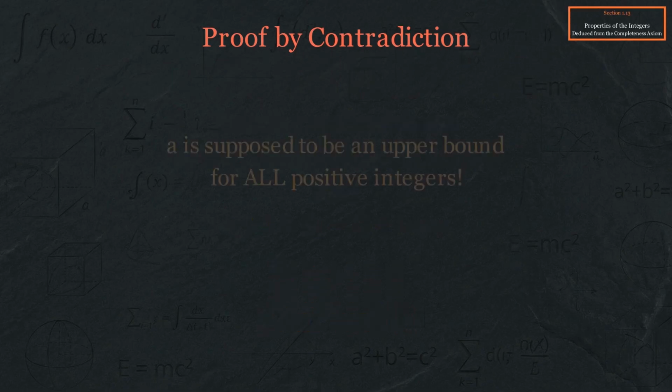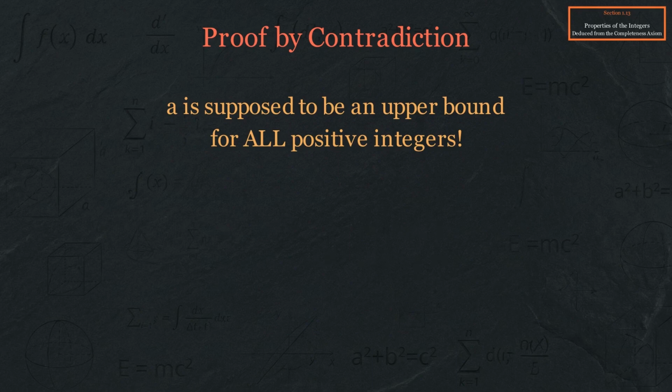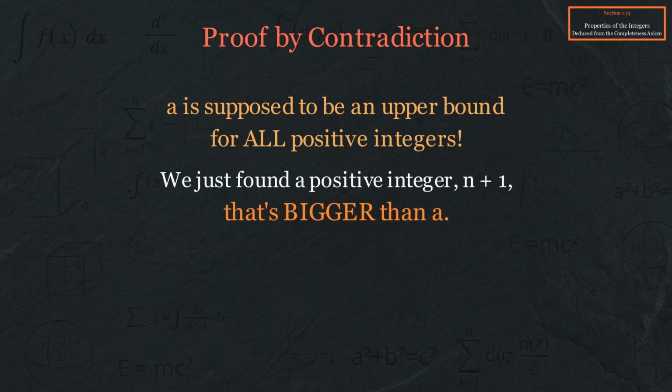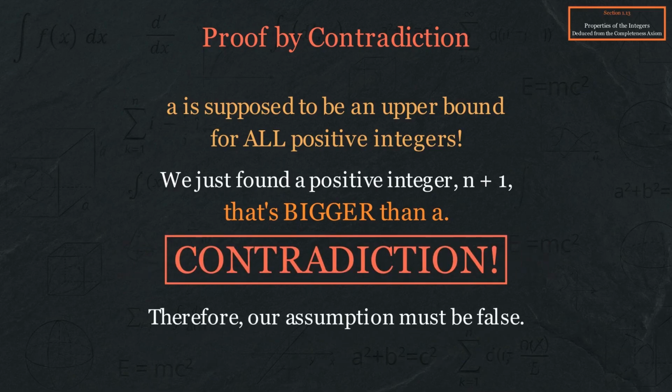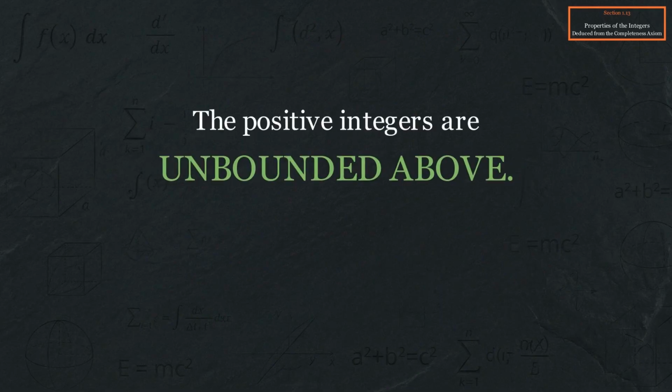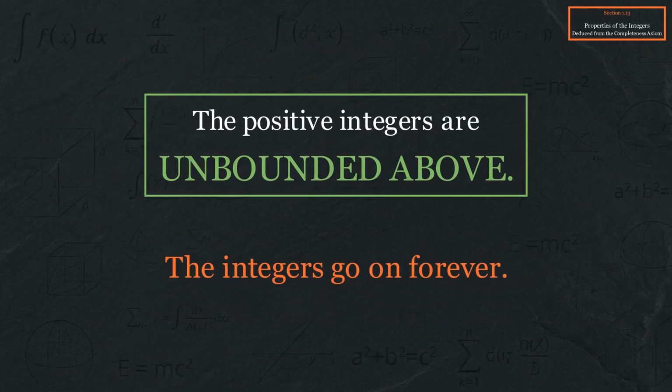But wait, a is supposed to be an upper bound for all positive integers. We just found a positive integer, namely n plus 1, that's bigger than a. Contradiction. Therefore, our assumption must be false. The positive integers are unbounded above. The integers go on forever.